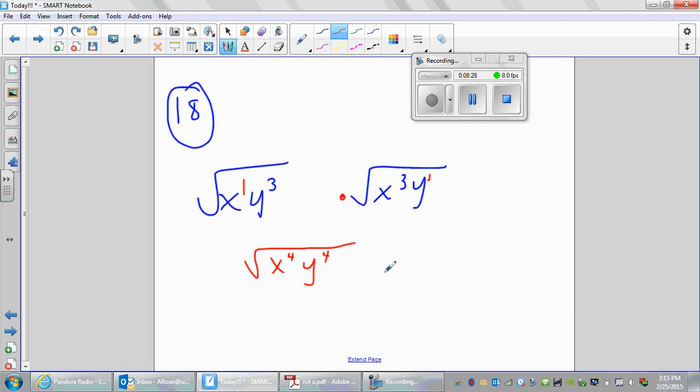Now we can take the square root of these. So square root of x to the 4. Well, what does that mean? That means x times x times x times x. So how many pairs? 1, 2. So we can rewrite that as x squared. So the square root of x to the 4th is x squared. Same thing with y. I could write 4 y's, and then each one would have a pair, so that would be 2 y's. So my final answer will be x squared, y squared.